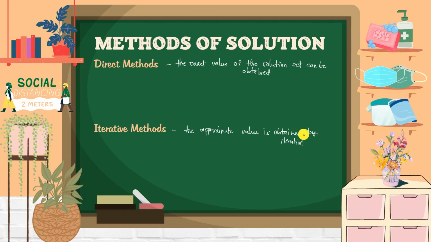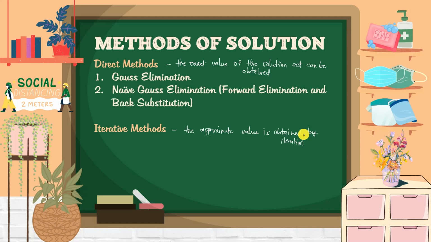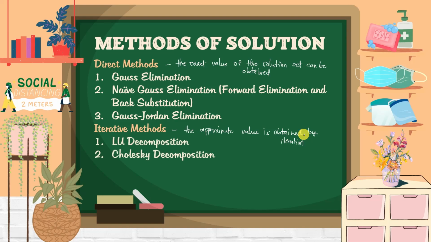What are the methods under direct method? So we have here the Gauss elimination, second the naive Gauss elimination or the forward elimination and back substitution. The third is the Gauss-Jordan elimination. For the iterative methods, we have here the LU decomposition, Cholesky decomposition, Jacobi or the Gauss-Jacobi method. Fourth is the Gauss-Seidel method and the conjugate gradient.